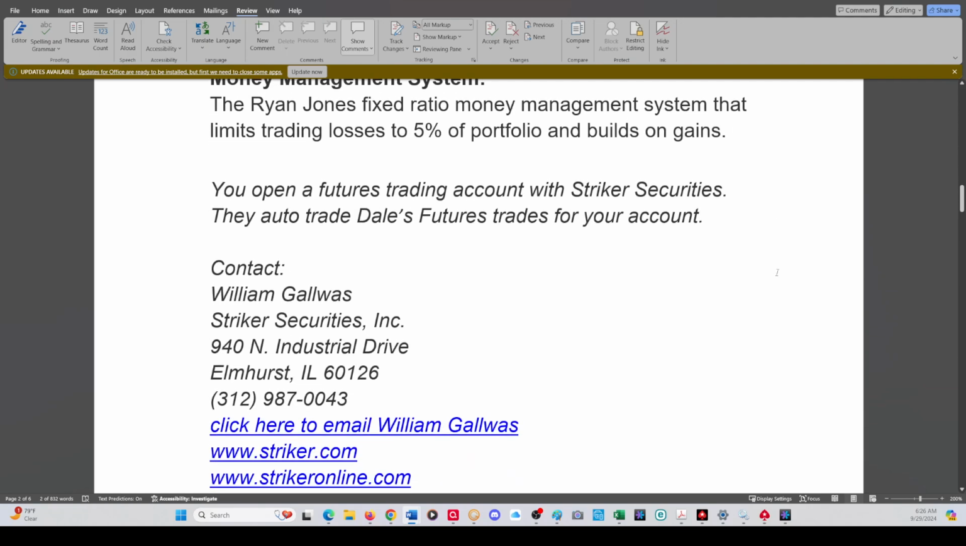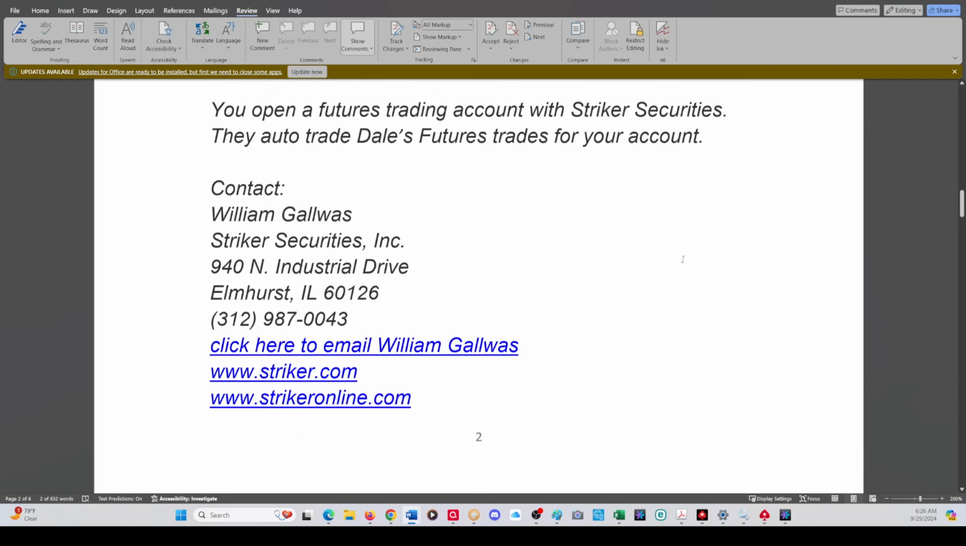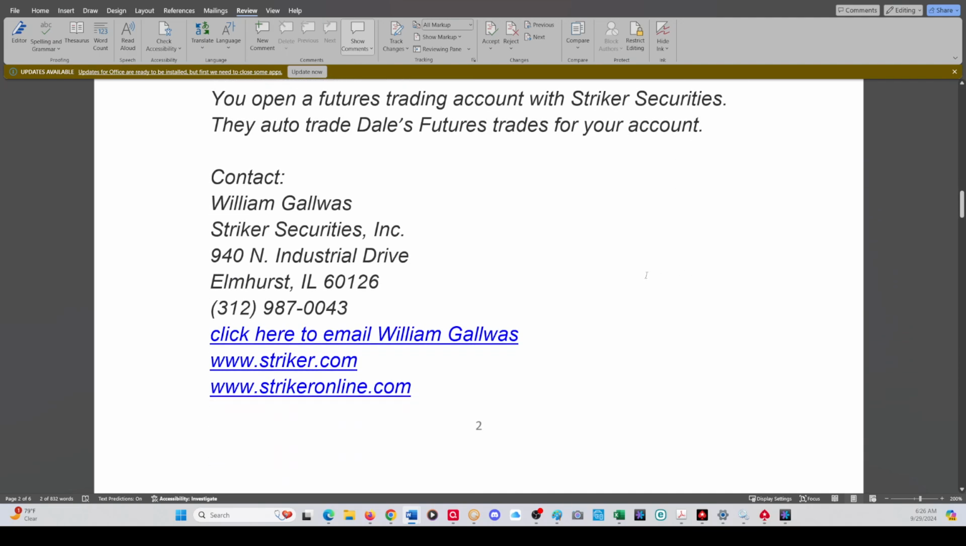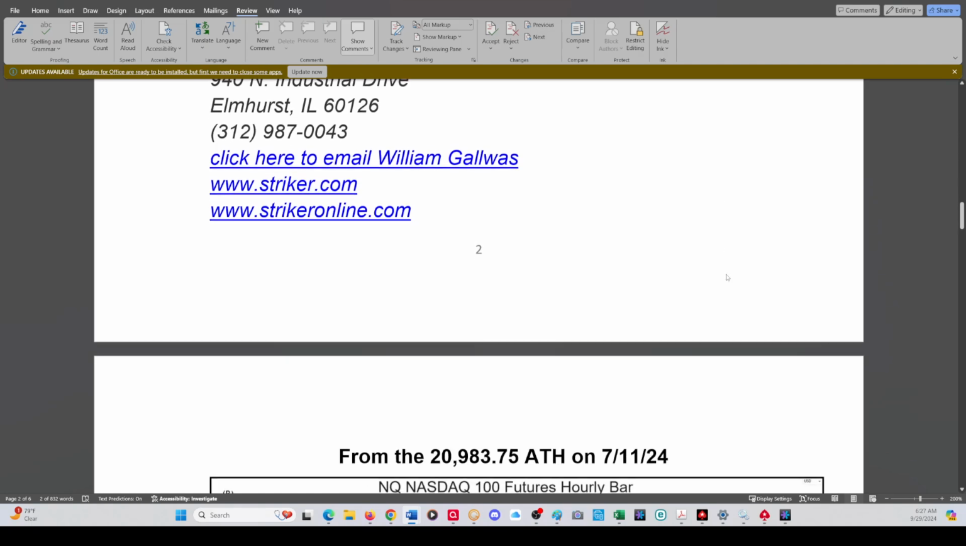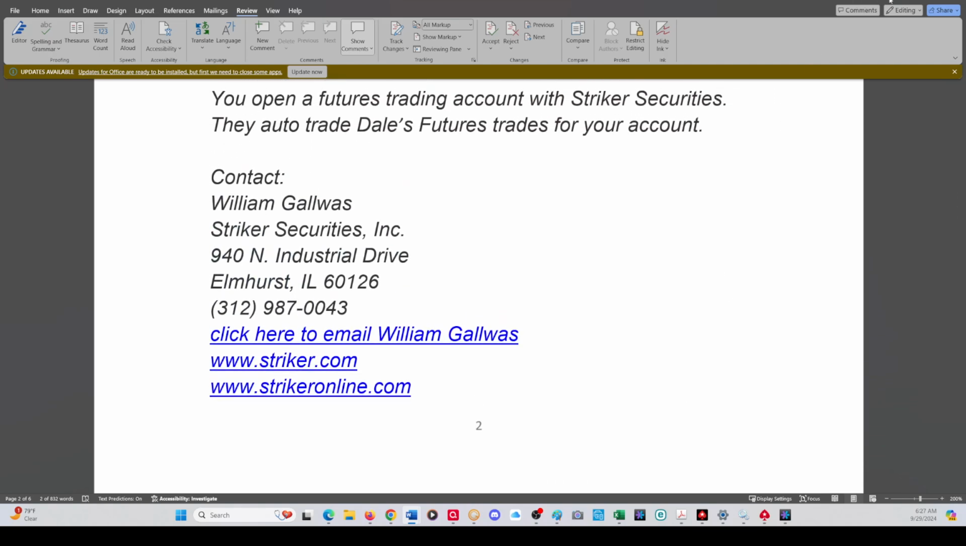How it works: you open a futures trading account with Striker Securities. They auto trade my trades. There's the contact information there. This is new, so you may ask, is there a track record? No, we just started it actually. We got it from our triggers and targets, which we started almost a year ago in October, and the triggers and targets have kept us on the right side of this market for practically a year now.